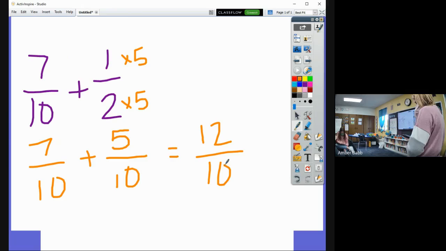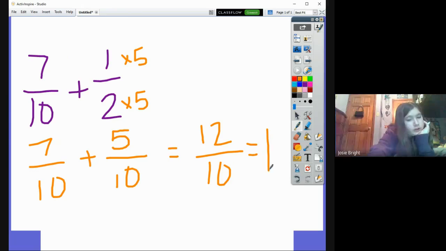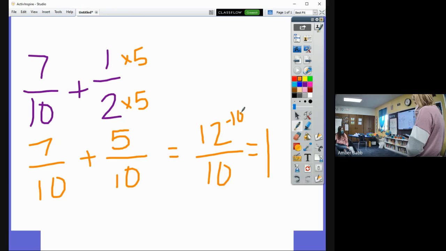12 over 10. How many times does 10 go into 12? 1 and 2 tenths. I can divide 2 tenths and I get 1 and 1 fifth.